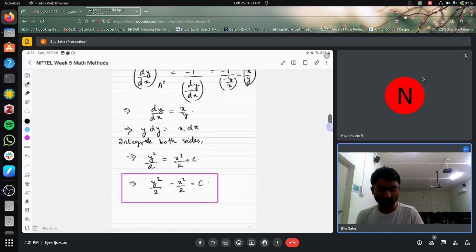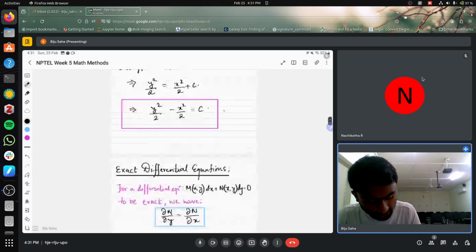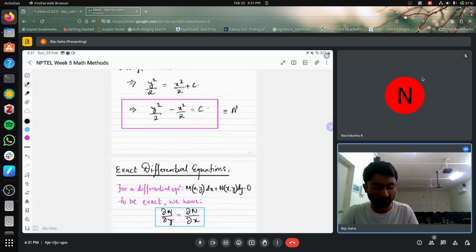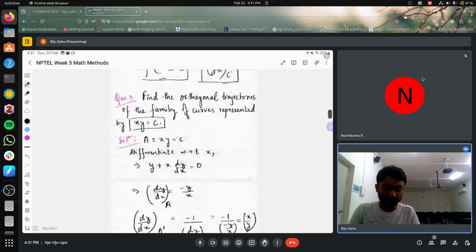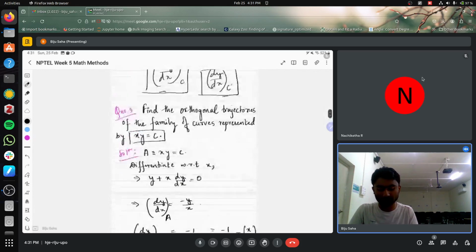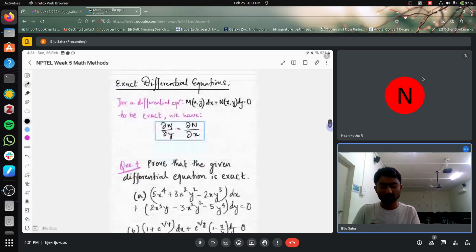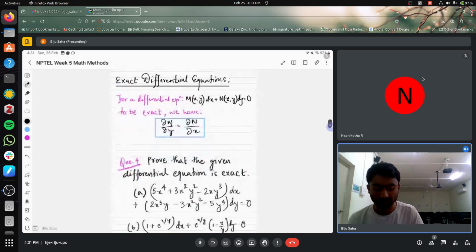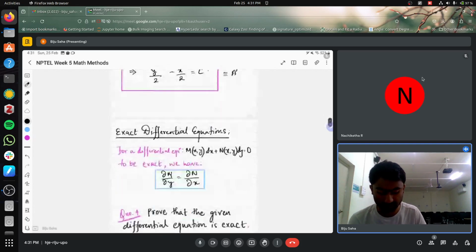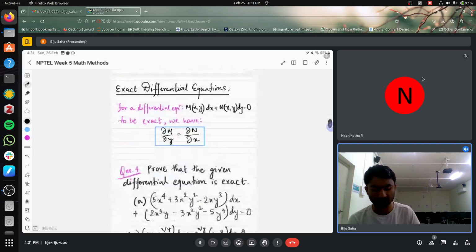So this is the definition of an orthogonal family of curves. We have actually found a family of curves which is orthogonal to A, represented by xy equal to c. So again, after having discussed the orthogonal trajectories, let's come to the exact differential equation.